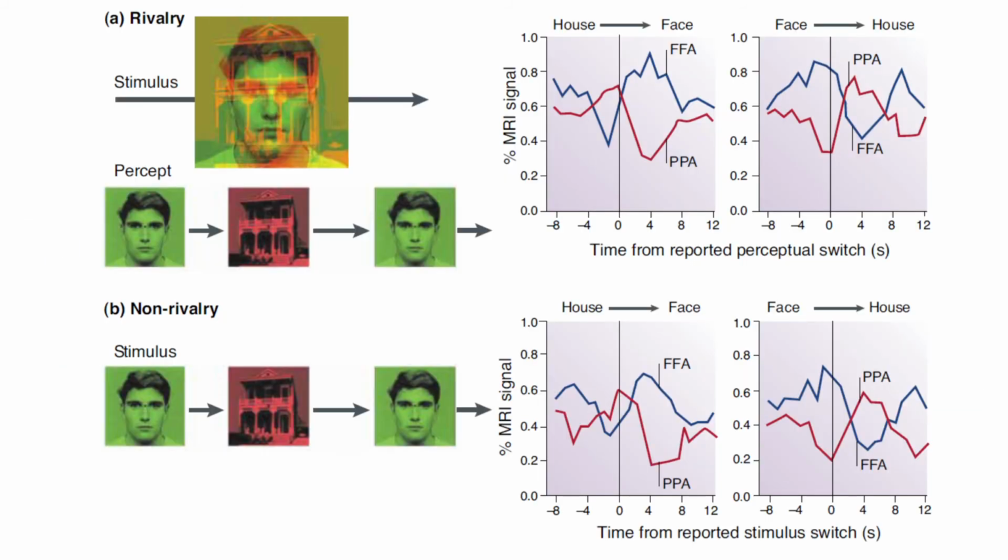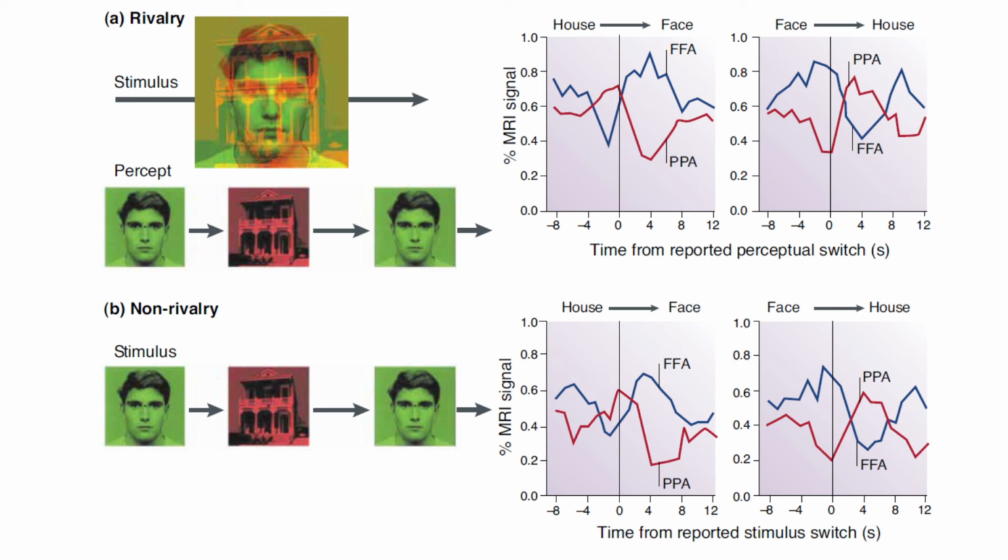This is the same principle, but with humans. In this case, you can see a superimposed image of a face and a house, and the subjects just have to look at the image and, for example, see one image or the other. And in the image on the right, upper right, you can see how the signal changes. Here it is important to tell you that there are some brain areas that respond strongly to faces and some brain areas that respond strongly to houses.